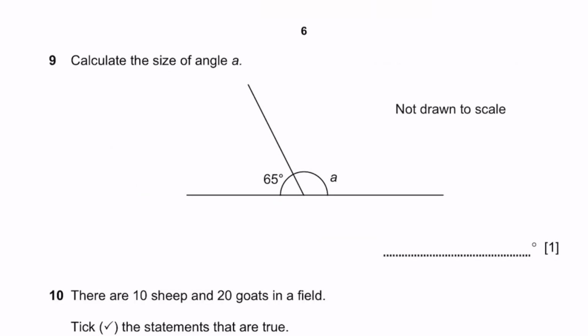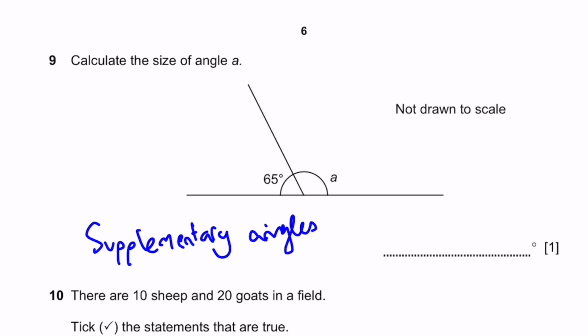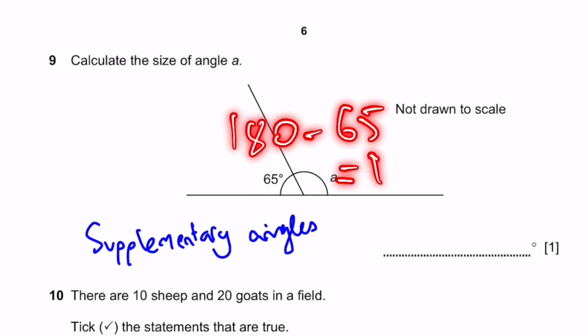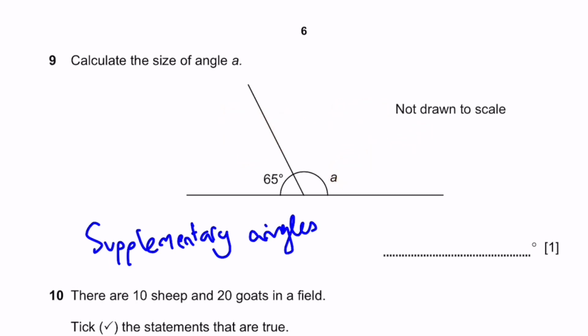Question 9. Calculate the size of angle A. This angle, 65 degrees, and angle A are supplementary angles. What does that mean? These two angles add up to 180 degrees because they are on a straight line and separated by another line intersecting it at the point. So 180 minus 65 is equal to 115. 115 degrees is the answer.